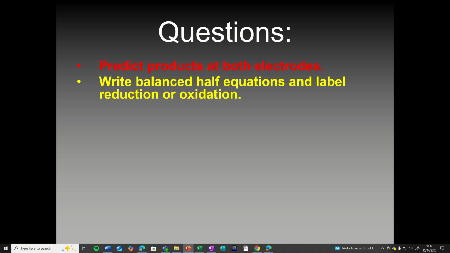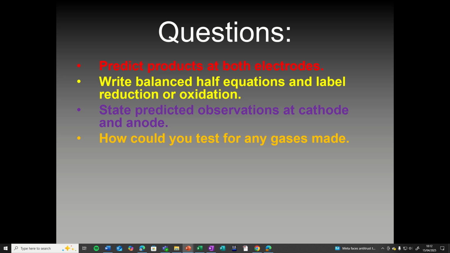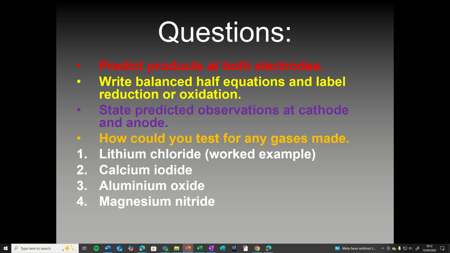You're going to write balanced half equations and label them as reduction and oxidation. You don't have to do the yellow one if you're doing foundation. You're going to state the predicted observations at the cathode and the anode, and say how you could test for any gas that happens to be made at them. Okay, so there's the 4.